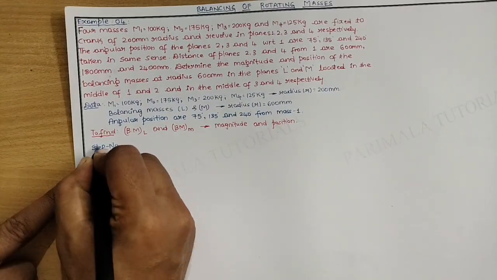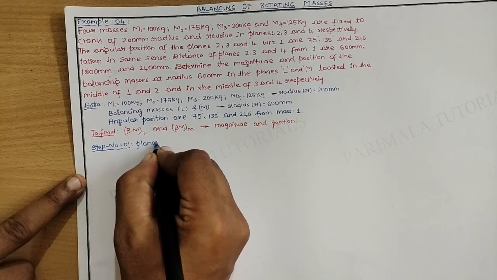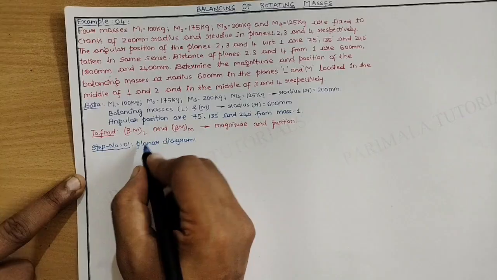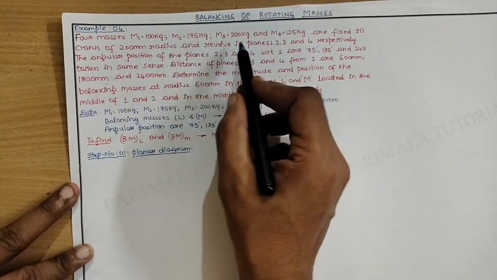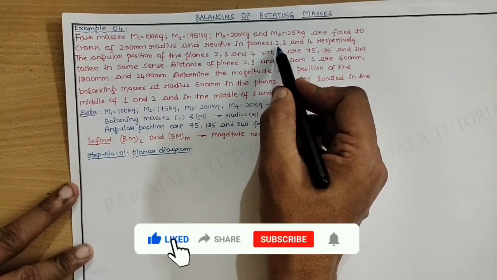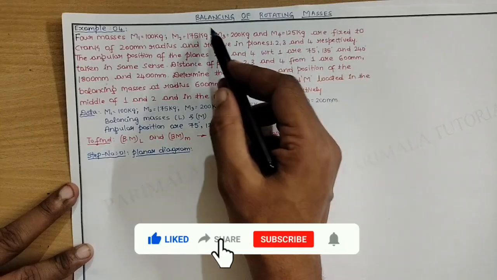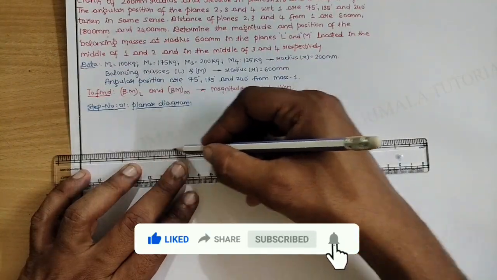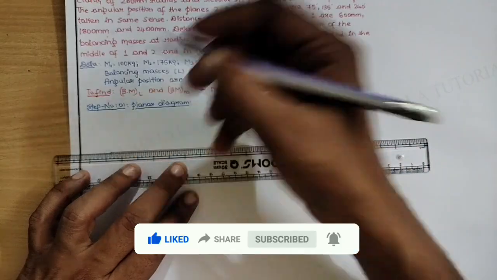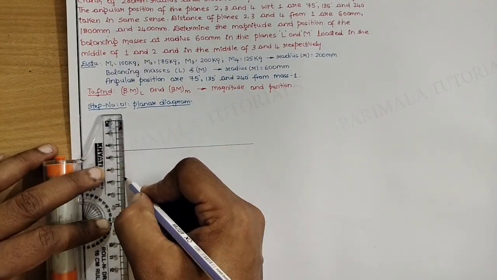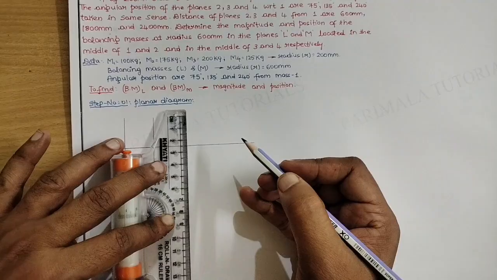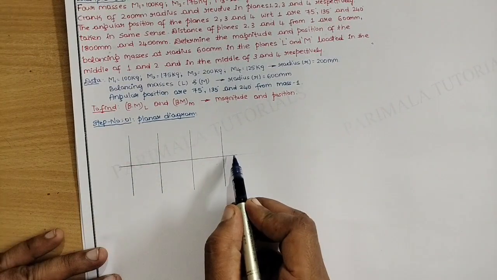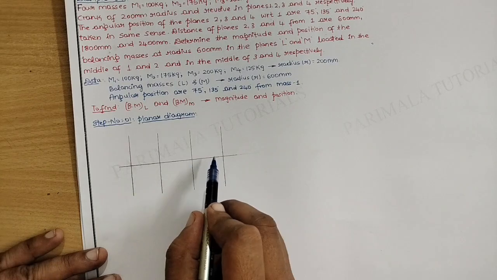The first step here is to obtain the planar diagram. The question is, what is a planar diagram? Since it is clearly mentioned that all the 4 masses are revolving in 4 different planes 1, 2, 3, 4, we are just representing this on the sheet of paper. Yes, this is a common crank. All the masses are now connected to the common crank.